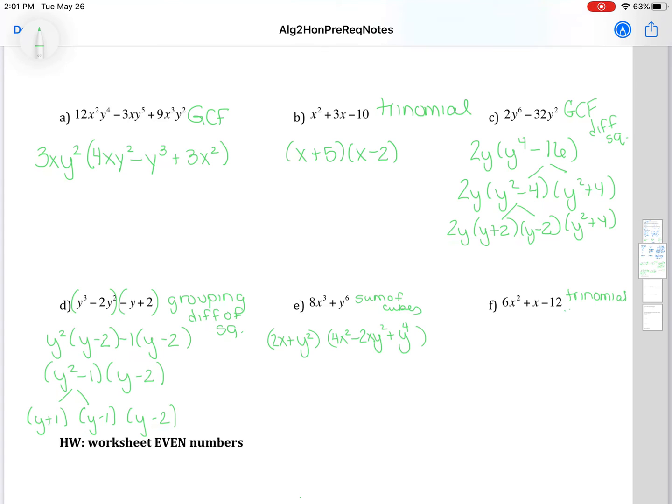And for F, I'm going to go over my fraction method. So this is, again, a trinomial situation. We are looking for 2 numbers that multiply to get negative 72 and add to get 1. So that is 9 and negative 8. Because this is a 6, you can't do what we just did right here. You can't just write x plus 9, x minus 8. It's not going to work.